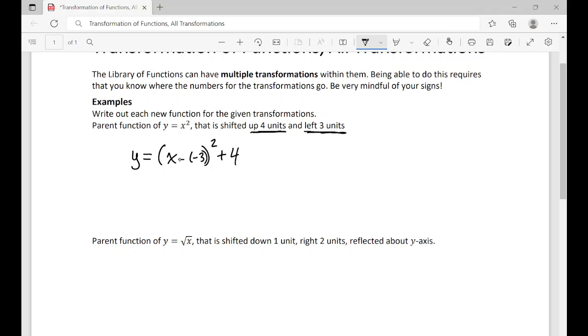Now we need to simplify it down, so we got double negatives in here, so we can rewrite this as x plus 3 squared plus 4. And this is the new function with the given transformations.